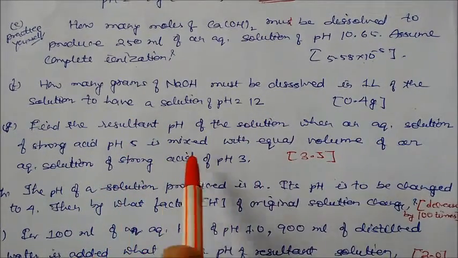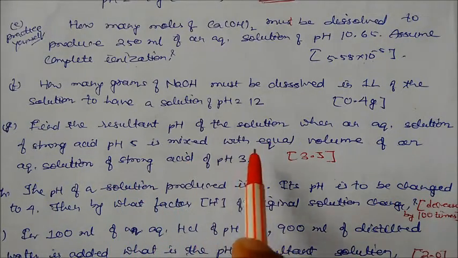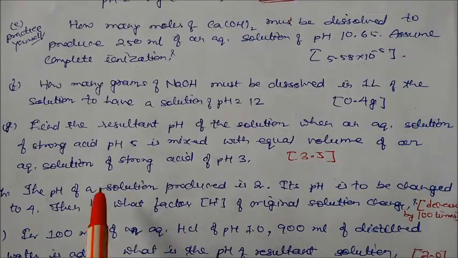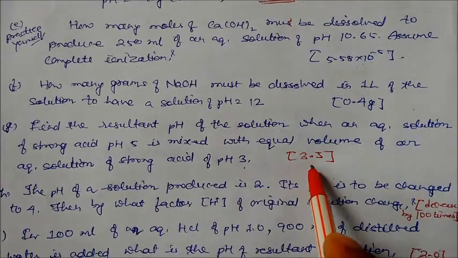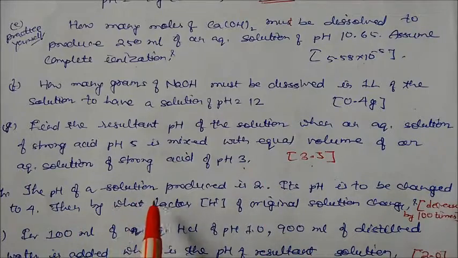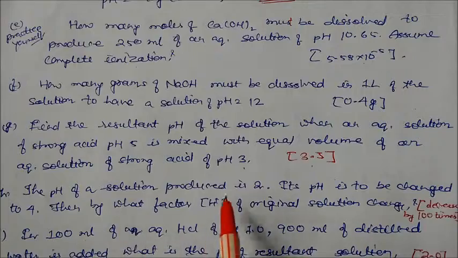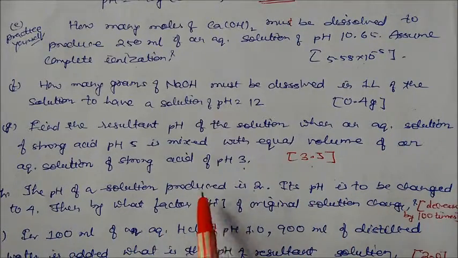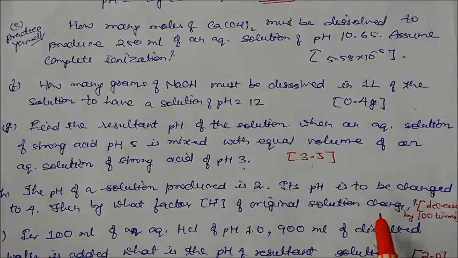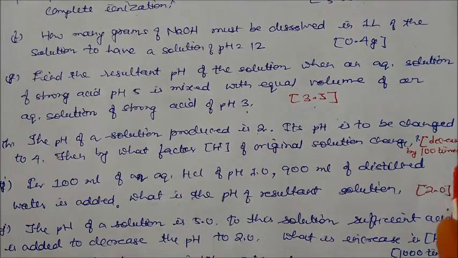Find the resultant pH when an aqueous solution of a strong acid of a given pH is mixed with an equal volume of an aqueous solution of a strong acid of pH 3. This is our answer. The pH of a solution is 2 and it is to be changed to 4. By what factor does the H plus concentration of the original solution change? If you solve it, you will get the answer: it decreases by 100 times.